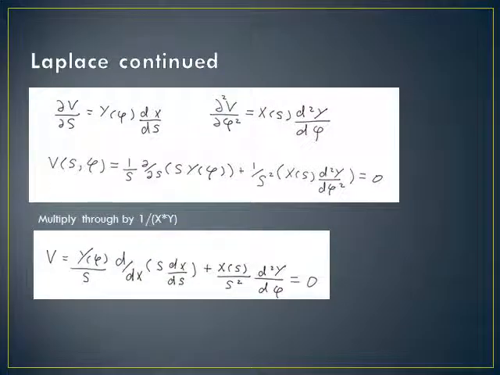Okay, Laplace continued. What we're going to do now is plug in those two functions, X of s and Y of phi. Here's what it looks like in this first picture, and then we're going to multiply through by 1 over X of s times 1 over Y of phi.